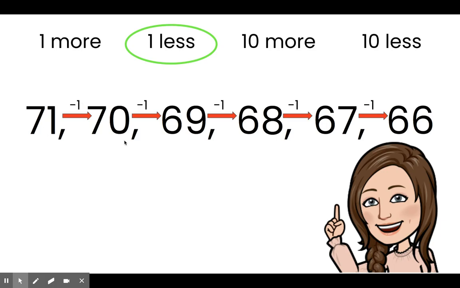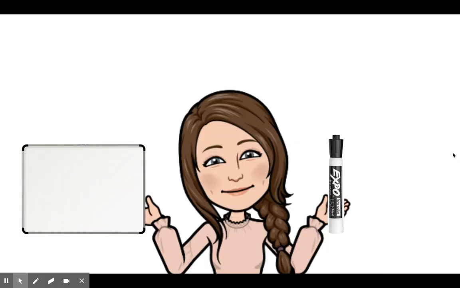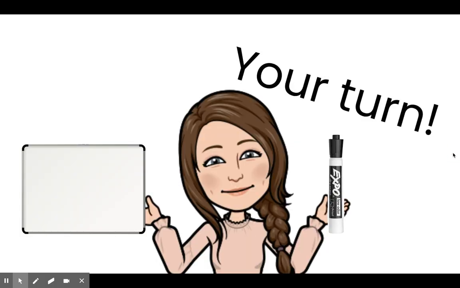71 subtract 1 is 70. 70 subtract 1 is 69. 69 subtract 1 is 68. And so on, all the way to 66. Now, it's your turn. Make sure you have your whiteboard and marker. If you need to pause the video, do so now. Then press play when you're ready.